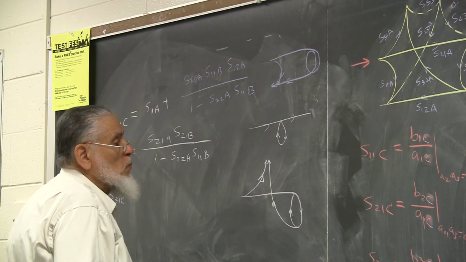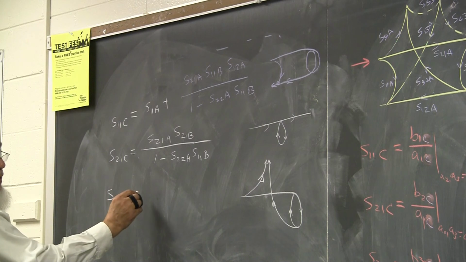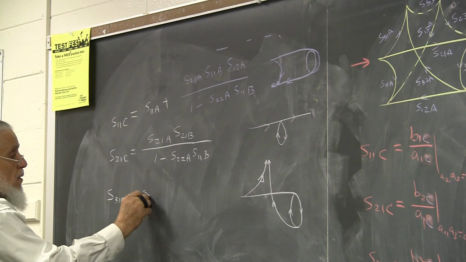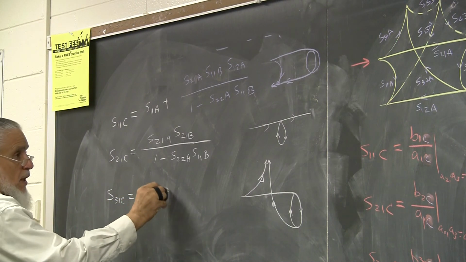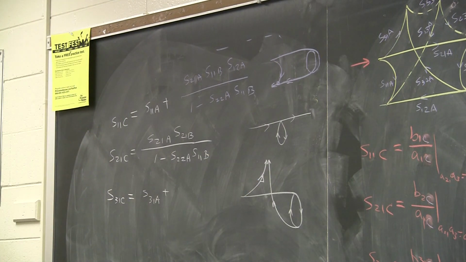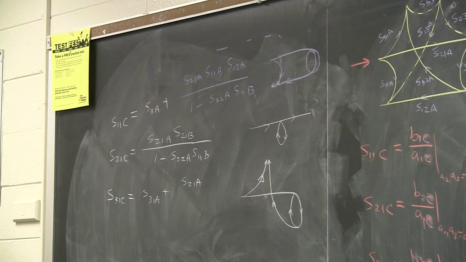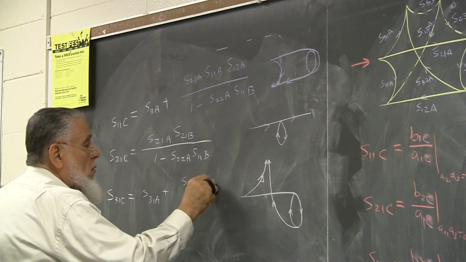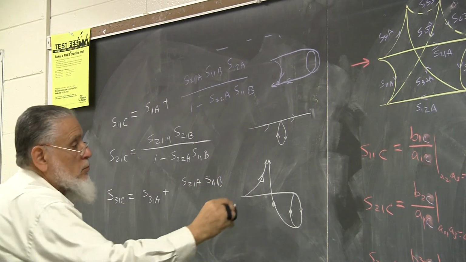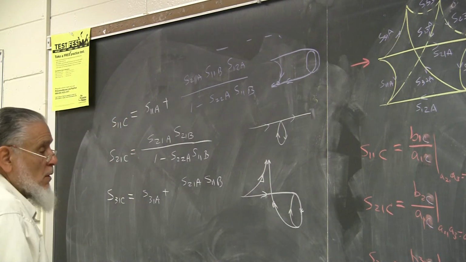All right? So I have an S31A plus, right? S21A, S11B, this one times that, divided by 1 minus loop gain.